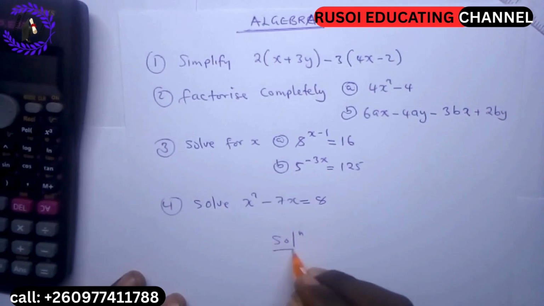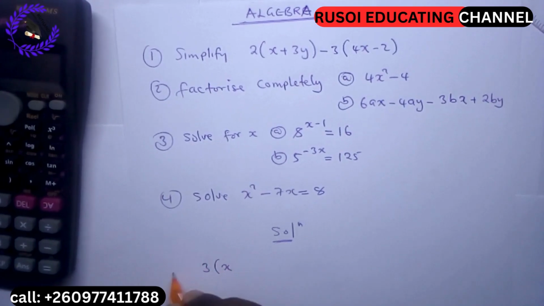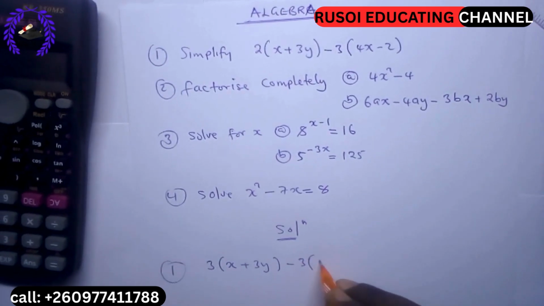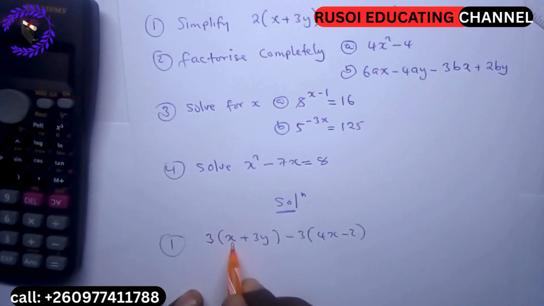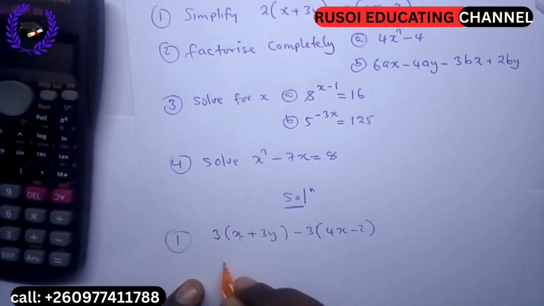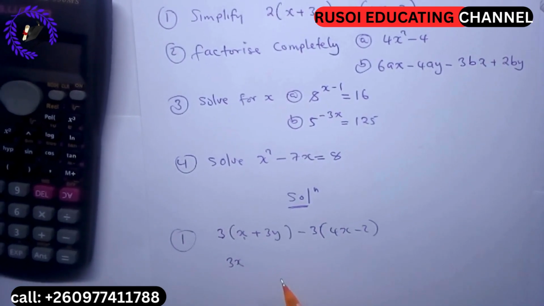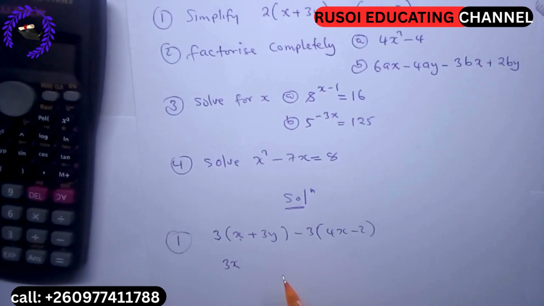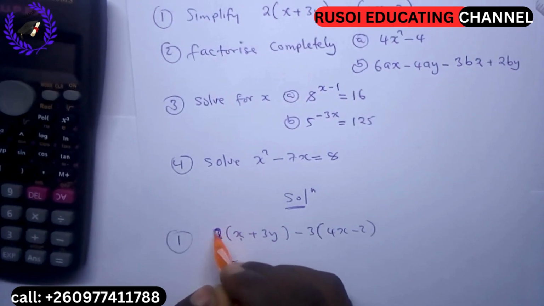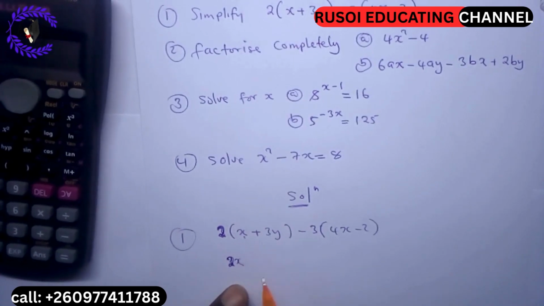So the first question that we are going to start with is the first one for simplifying. So we are going to say, this is question number 1, 3x plus 3y minus 3, open bracket, 4x minus 2. First you have to remove the brackets. So 3 multiplied by x will give you 3x. 3 multiplied by 3y will give you 9y. Also, sorry, here it is 2, not a 3. On the question it is 2, sorry. So it will be 2x.